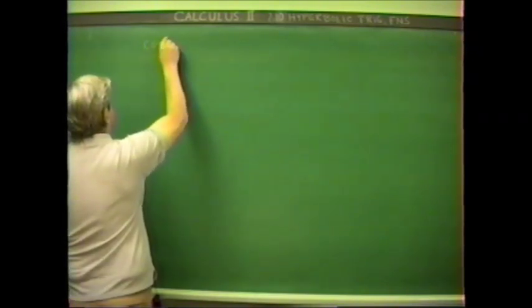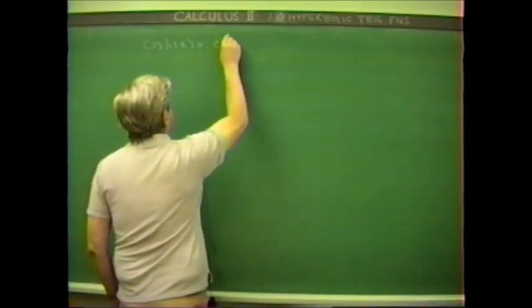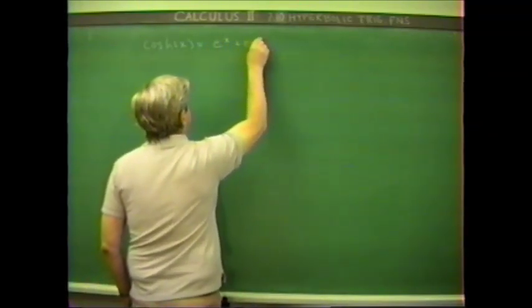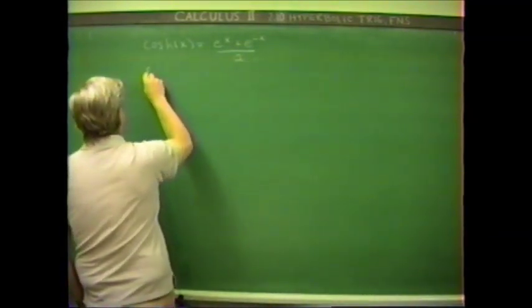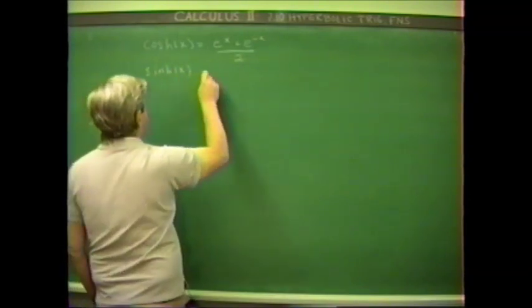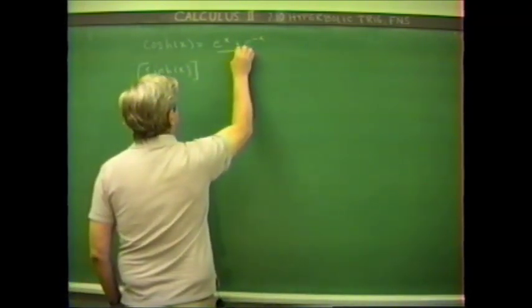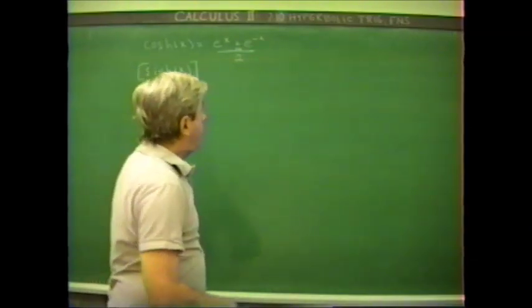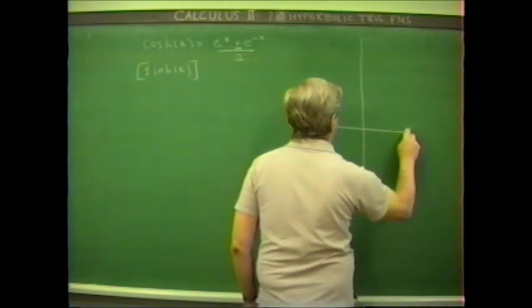Recall that hyperbolic cosine of x is equal to e to the x plus e to the minus x over 2. And the hyperbolic sine is the same, except that here there's a minus sign. The hyperbolic cosine function has a graph that looks like this.